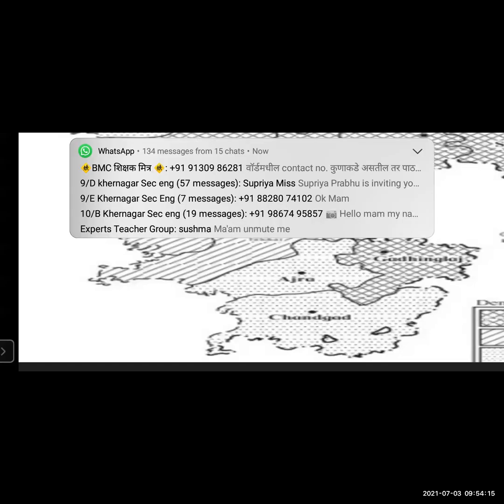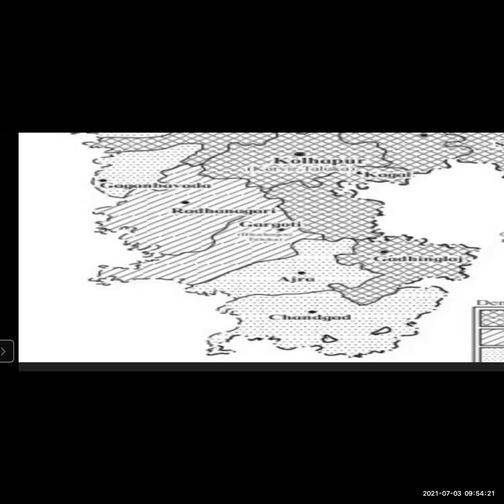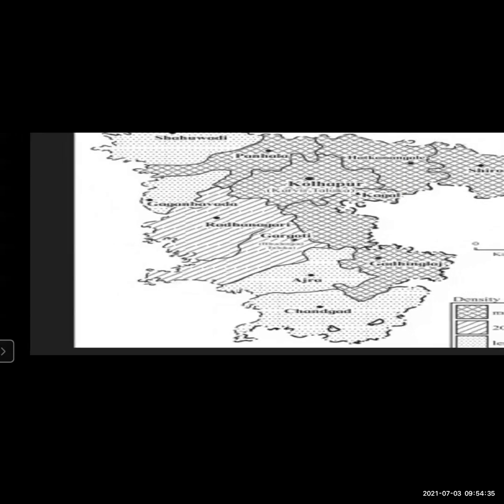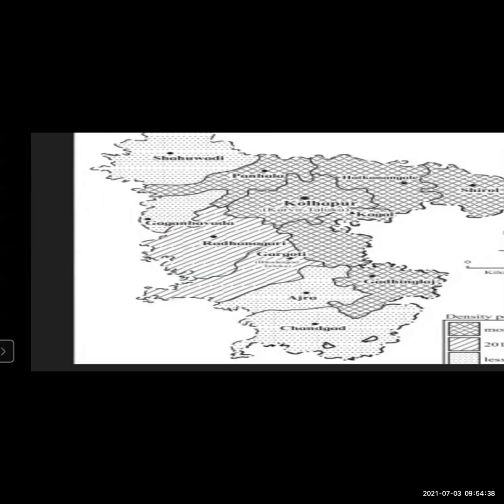So your answer to the first question will be north and south direction. Now the second question: name the talukas whose population density is less than 200. Where you will get the same type of pattern, you check the index to see what pattern is given. So name the talukas with a population density less than 200, meaning you have to find the dotted pattern talukas.